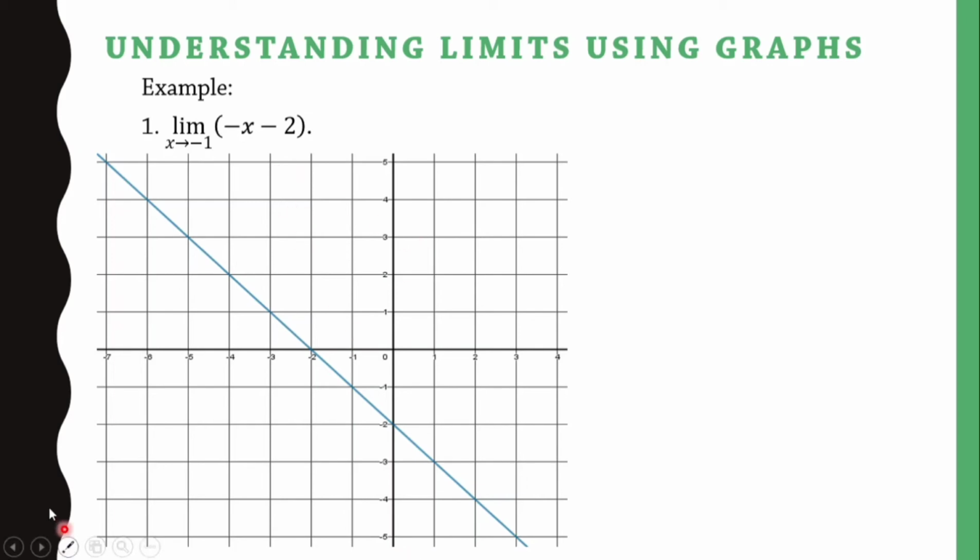Examine the graph and we will see what value of f of x is approached. Take note, as x approaches negative 1 from the left, so this is from the left, this is negative 1. We look at the values on the x-axis. This is negative 1. As we approach negative 1 here, this is negative 1.